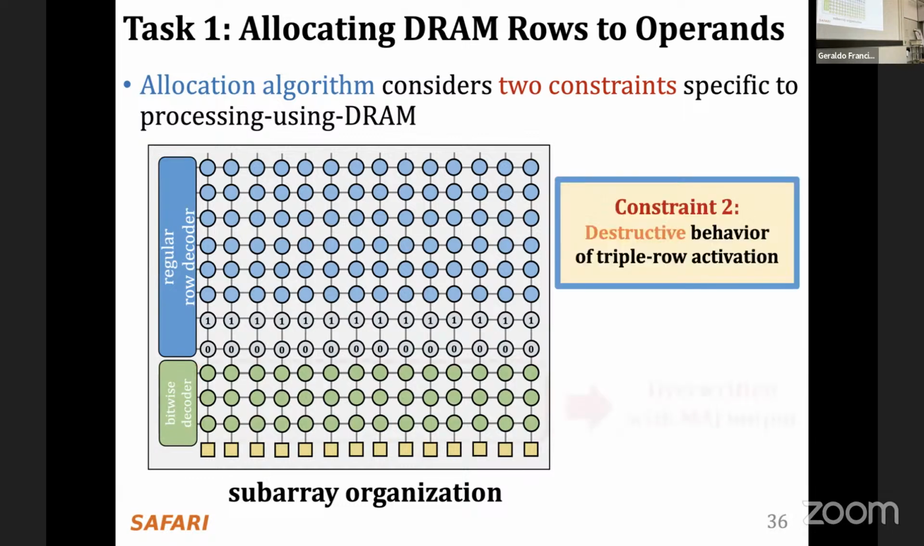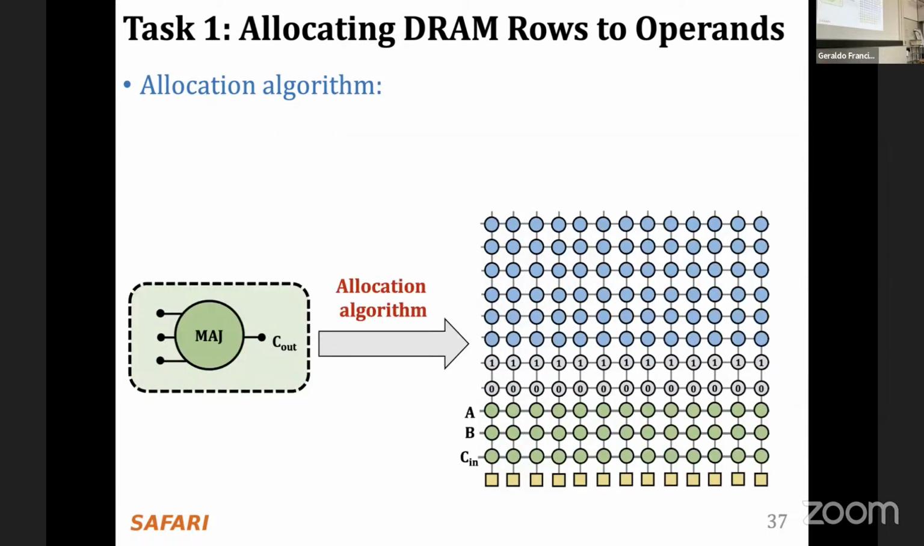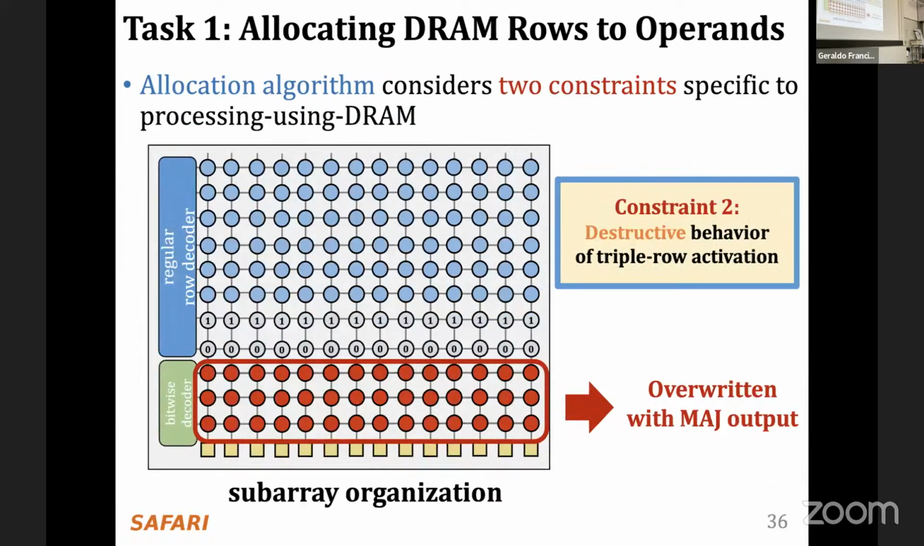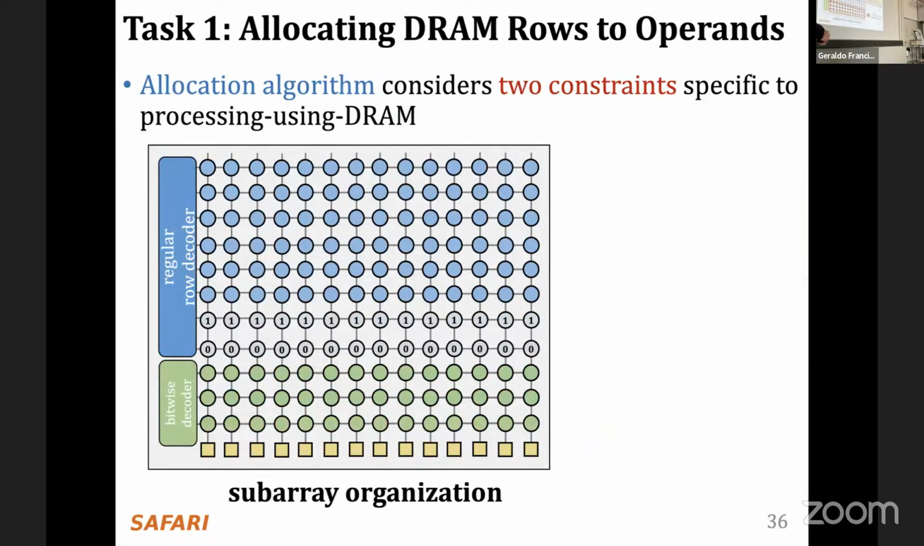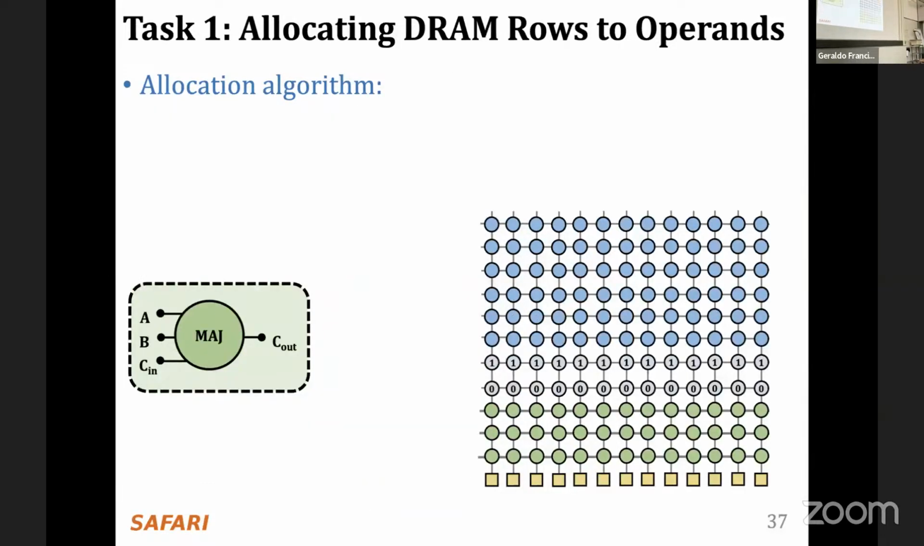The second constraint that we have when we are mapping inputs of the graph to the subarray organization is that when you do a triple activation, that operation is destructive. So if you do a triple activation, the data of all the inputs is rewritten to the output value of the triple activation.